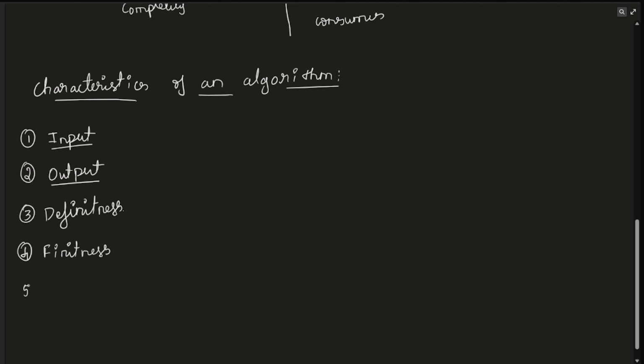The fifth characteristic is effectiveness. Effectiveness means every statement in an algorithm should serve the same purpose. There should not be some unnecessary statement which does not solve our goal or our problem.